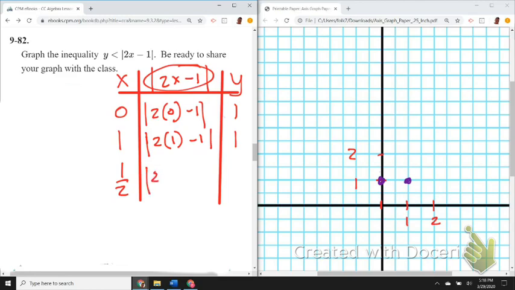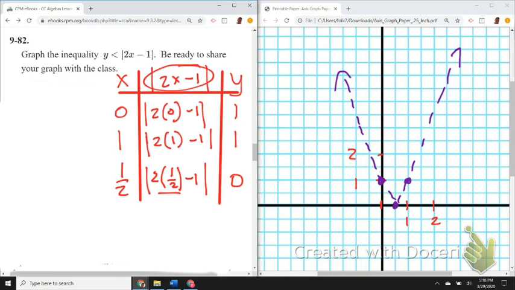Let's see what we get. Absolute value of 2 times a half minus 1. So 2 times a half is half of 2, which is 1. 1 minus 1 is 0. Absolute value of 0 is 0. So 1/2, 0. Right there. Oops, let's use purple. And there it is. Okay. This is just less than, so I want to create a dashed line. And it's just a really sloppy sketch here.